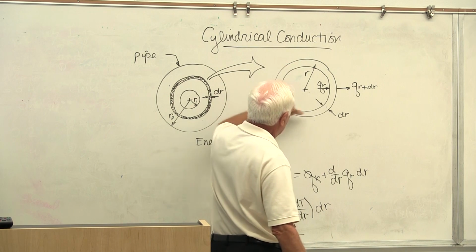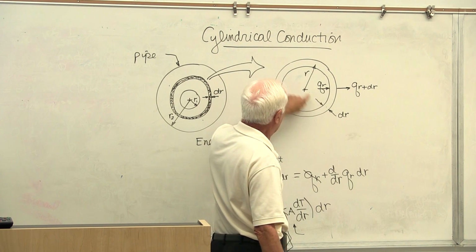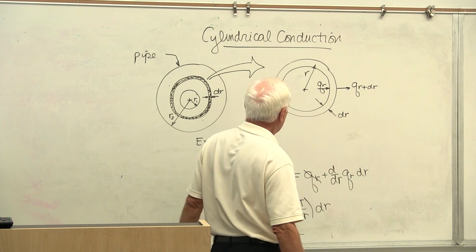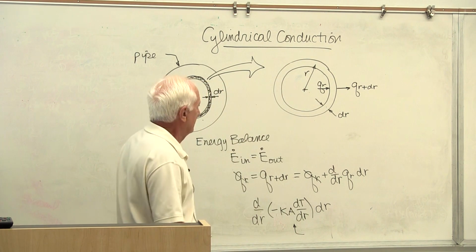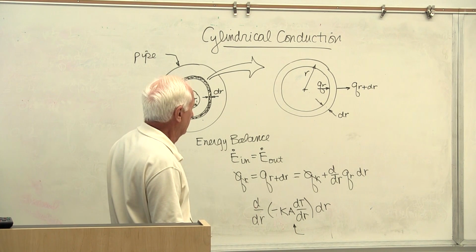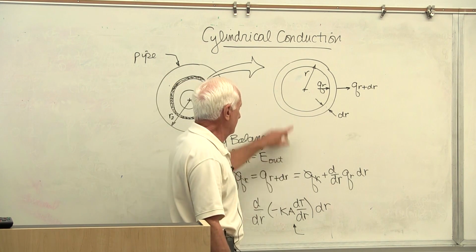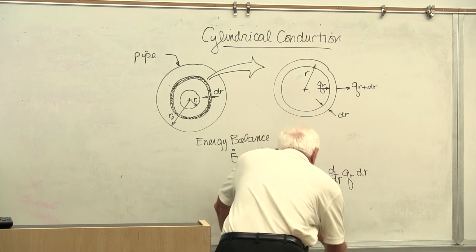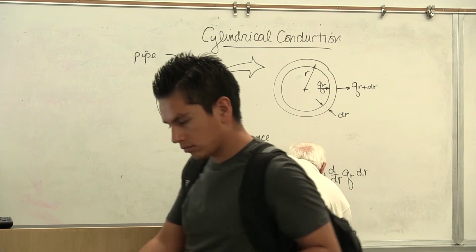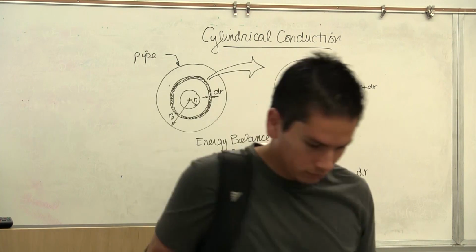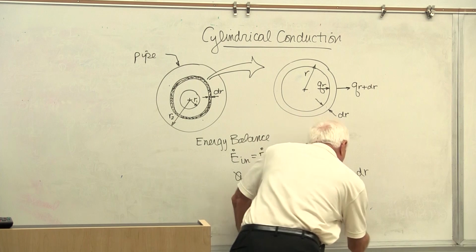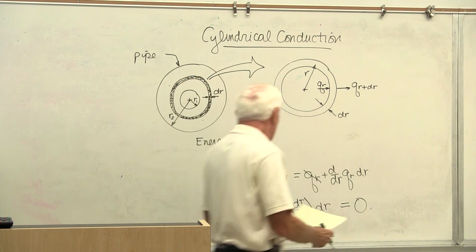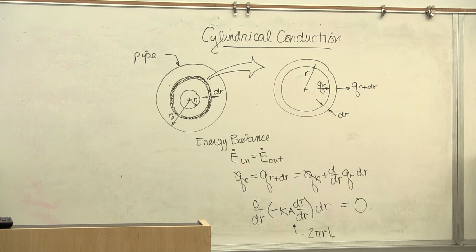The circumference is pi times r... pi r. Diameter is 2r. Area for conduction is the circumference times the length, 2 pi r times L. Now this, by the way, equals 0. Subtract. Okay, carry that through.